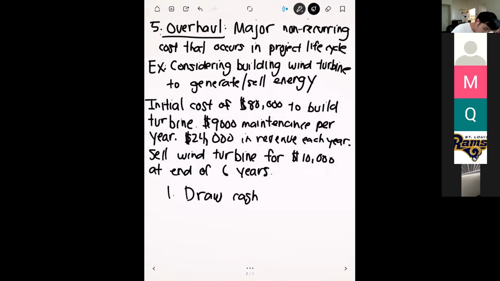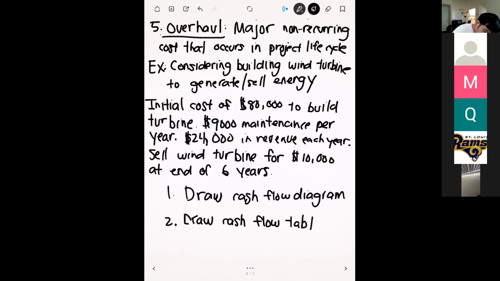Does that say the end of 6 years? Yeah, 6 years, correct. In addition to that, I'll show you another way that you can display the cash flows, which will be more useful once we get to taxes later on. We can also draw a cash flow table. It presents the same information, just in table form instead of a timeline form. Any questions on the problem setup before we start on the cash flow diagram?